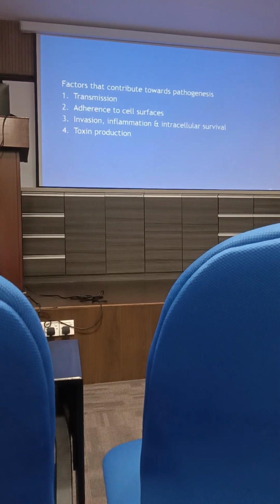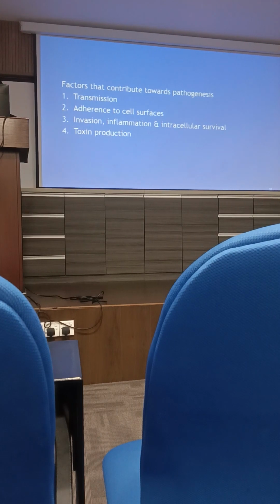First of all, it has to be transmitted from wherever, from the environment, from another person. Next, it has to be able to adhere to the cell surface, and then it invades and causes inflammation, and some can survive intracellularly without being killed by phagocytes, for example. Finally, some bacteria are able to produce toxin. So all these contribute towards pathogenesis.